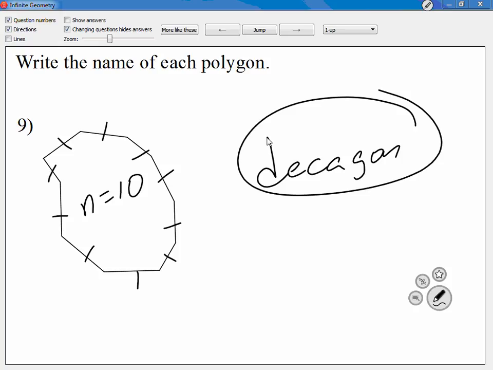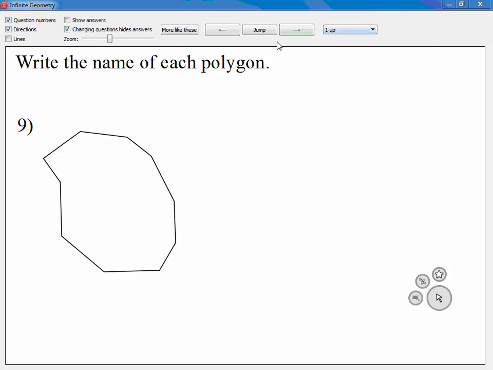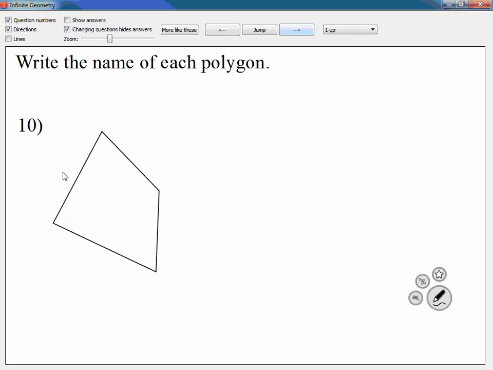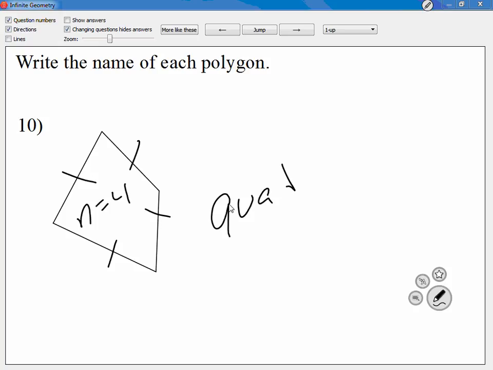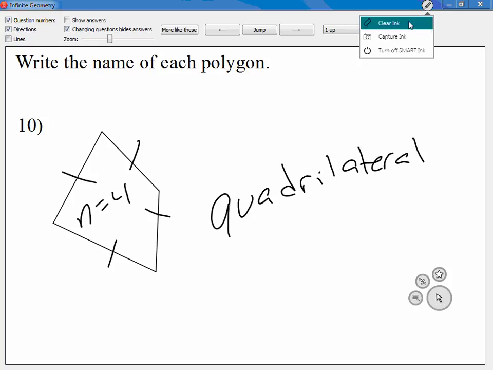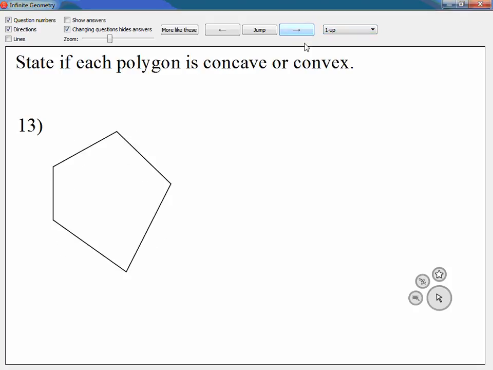Any questions up until number 12? Number 10. Let's take a look at number 10. I have 1, 2, 3, 4 sides. What do we call a polygon with 4 sides? Quadrilateral. Once again, the spelling, I'm not going to deduct it, but make sure I understand what you mean. Take a look at question number 13.